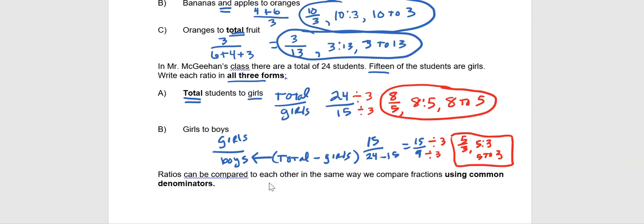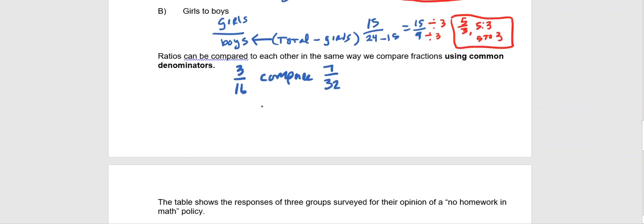The last thing that I want to point out is, again, if we consider ratios as fractions, we can compare them as such. And if needed, to make it easier to compare, we can use common denominators. So as an example, if I had a ratio, say, of 3 to 16, and I want to compare it to, we'll say, 7 to 32, we could look at both of these with common denominators.